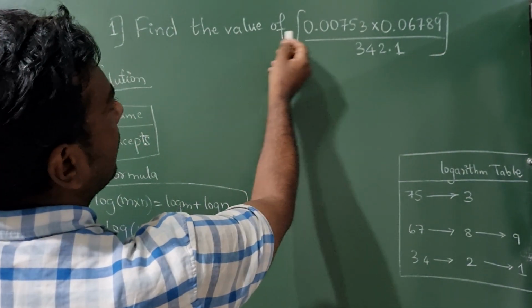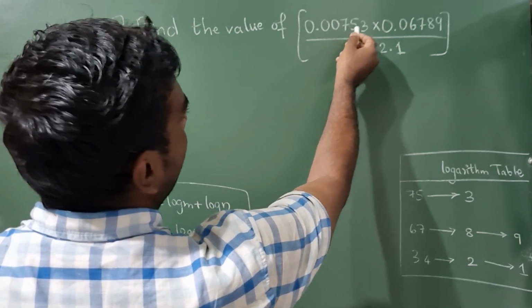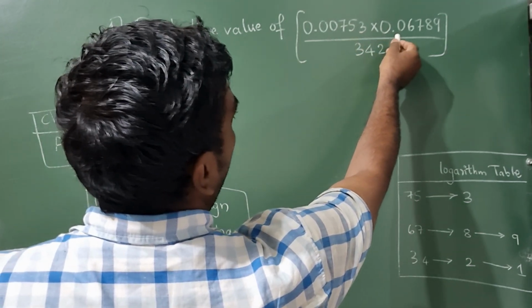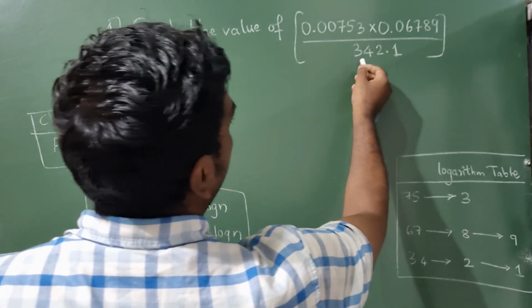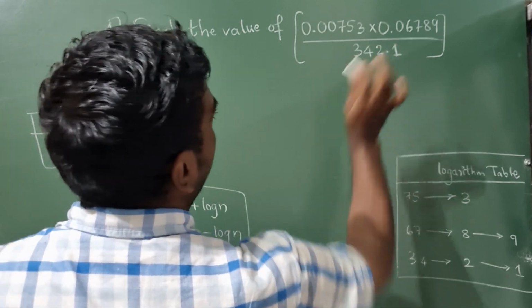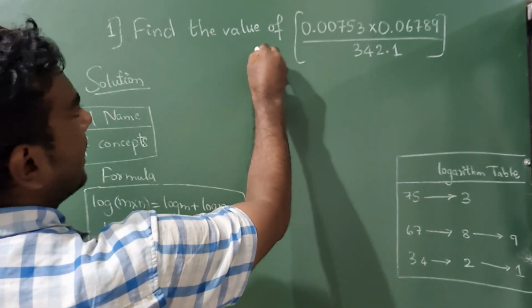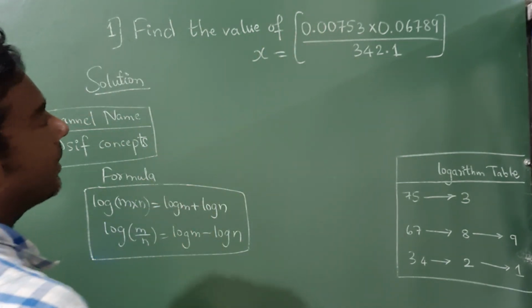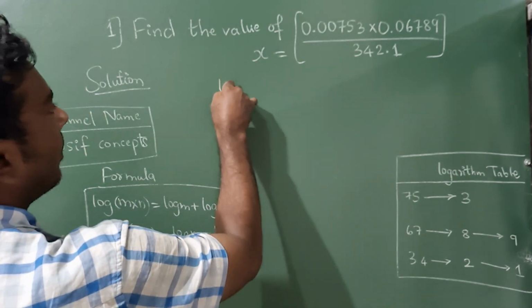Find the value of 0.00753 into 0.06789 divided by 342.1. Now to solve this, I am going to consider this as x. Apply log on both sides.